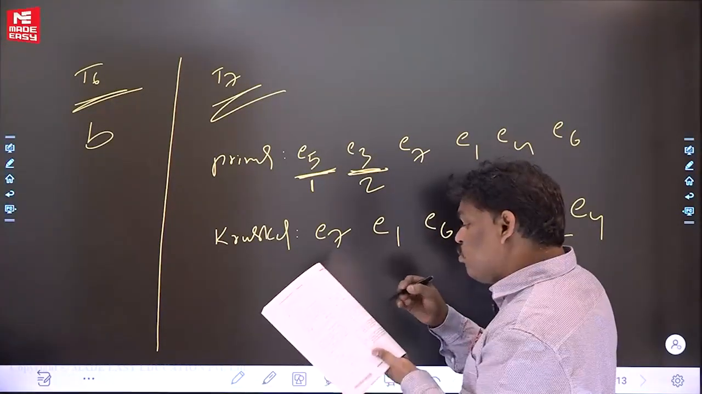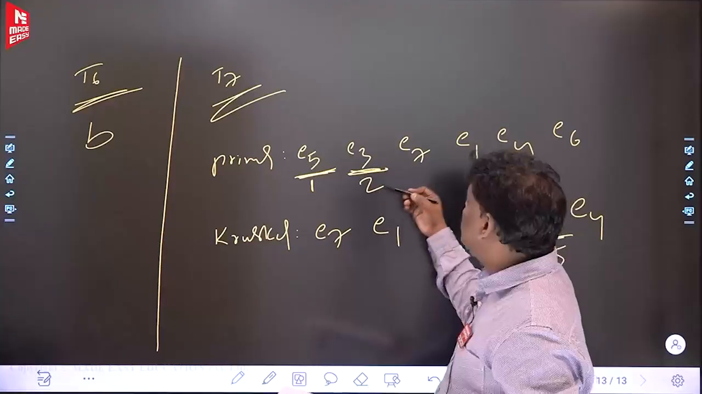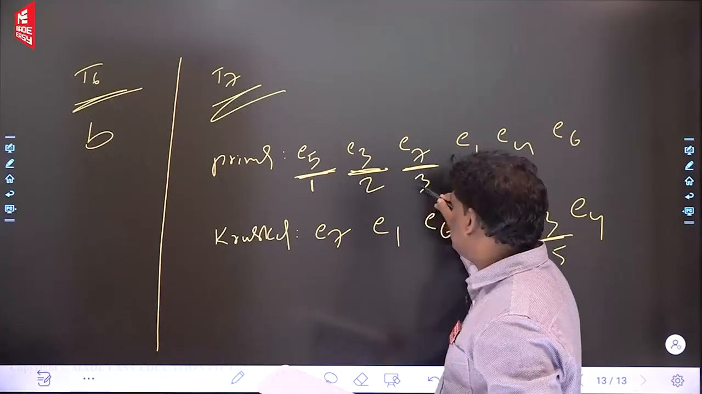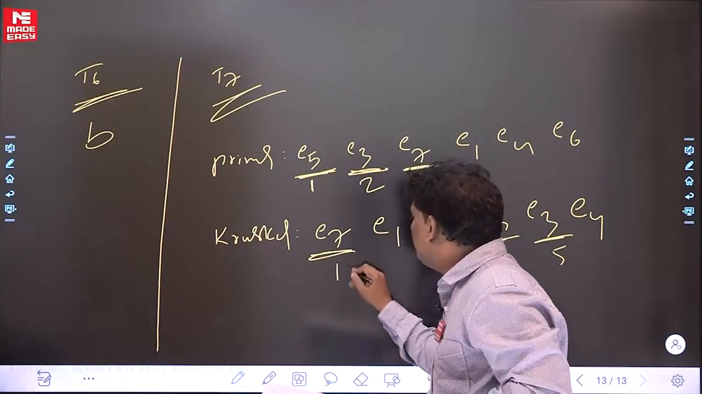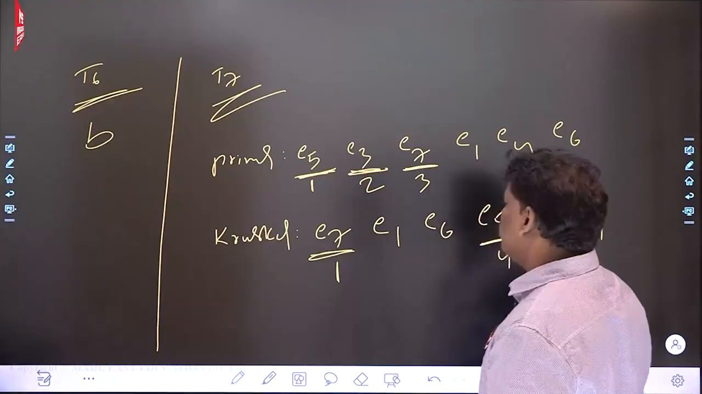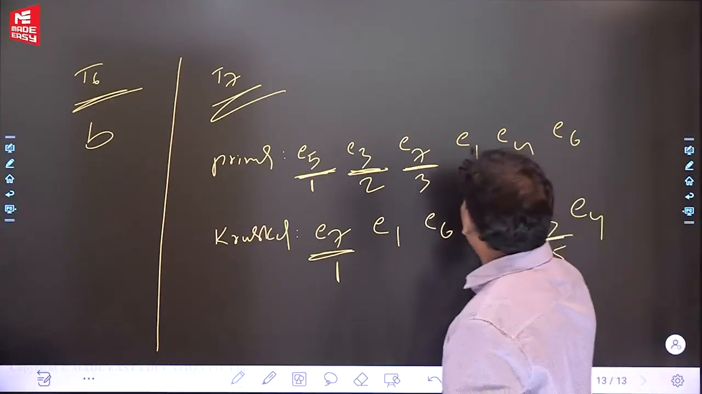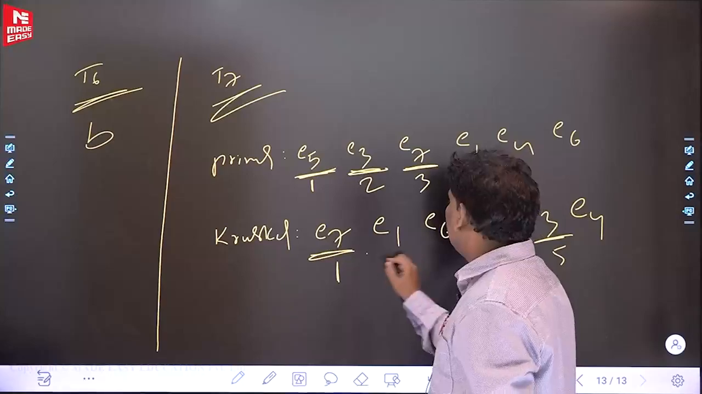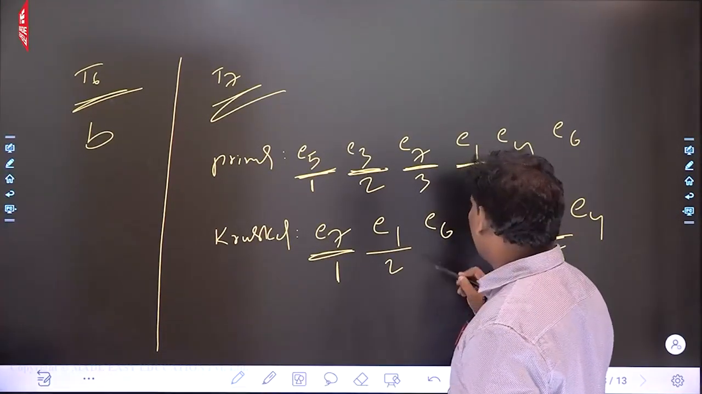Forget about the sign; I think he has given the mod operator. That is okay. In Prim's algorithm, edge 7 is in third place. Where is edge 7 in Kruskal? First place. So 3 minus 1 is 2. Similarly, edge 1 is in fourth place in Prim and second place in Kruskal. 4 minus 2 is going to be 2.